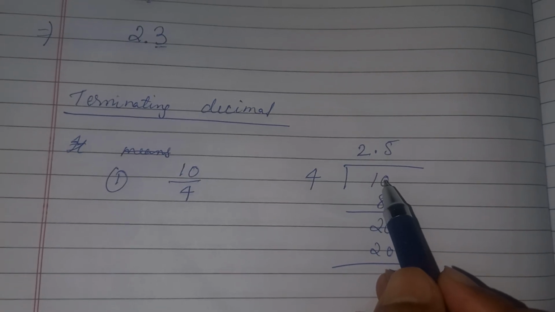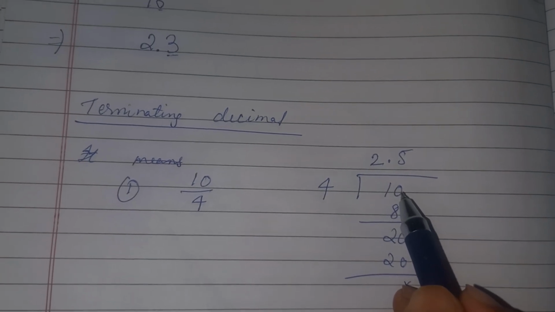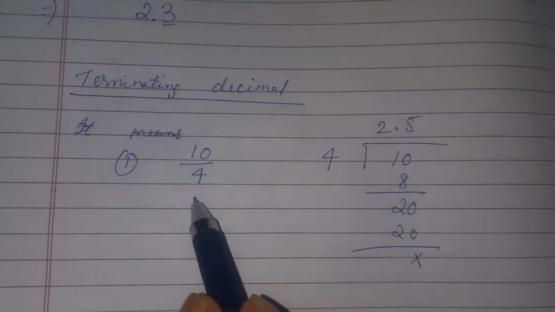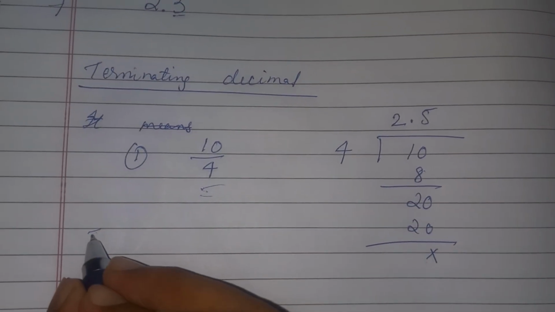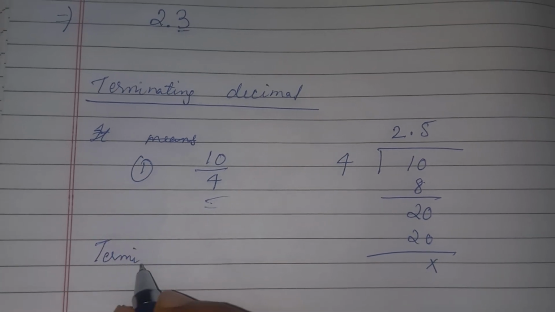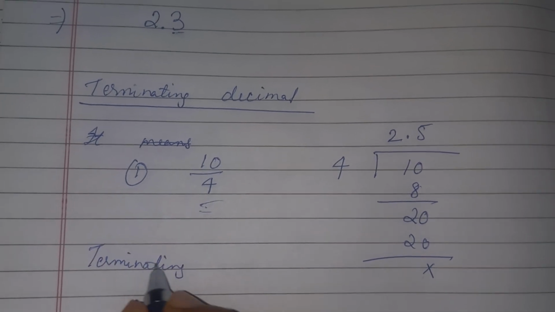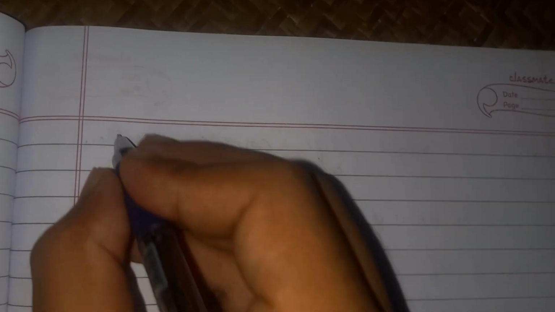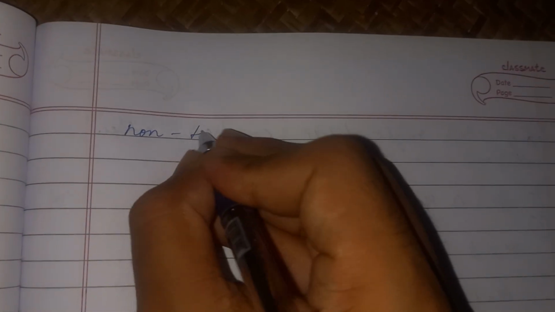Similarly, there will be fractions which will be ending in a certain number of digits. So this type of fractions are called terminating decimals. Now leave the decimal part for this time. So let's see non-terminating recurring.